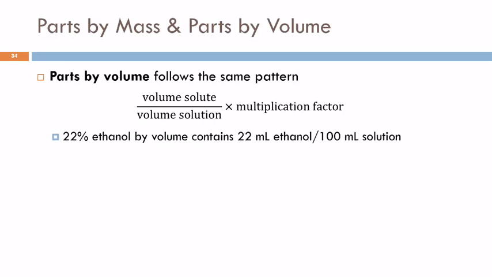Parts by volume is the same pattern. You can have percent, parts per million, parts per billion, but now we're looking at volume of solute divided by volume of solution times whatever the appropriate multiplication factor is. So if we say that a solution is 22% ethanol by volume, that means it has 22 milliliters of ethanol per 100 milliliters of solution. If the solution is aqueous, the parts per million or parts per billion by mass and volume will probably be similar, but they're not going to be exactly the same because the density of the solute is different.